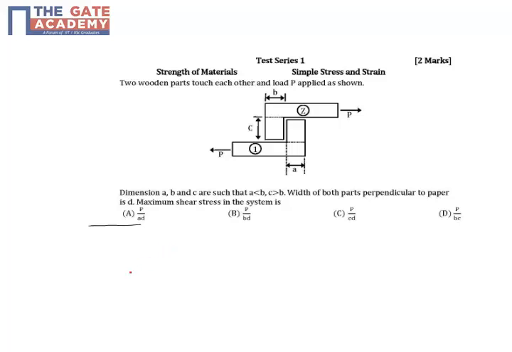So let's draw the wooden parts, and you have something like this. Your load is applied. When the load is applied, the interface load between these two comes in this region. So what we will do is take each part by part. Let's take part 1.